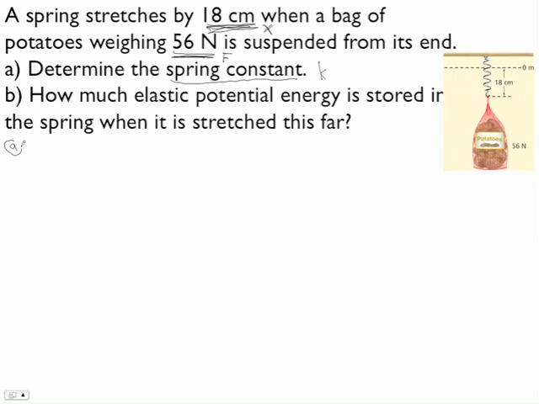So here's what we have for part A. We have a distance of 18 centimeters. We have a force of 56 newtons. And we have a spring constant, and the units for our spring constant are newtons divided by meters. Now we see newtons divided by meters is our unit for spring constant, which means in order to get our answer to come out right in the formula, we have to convert these centimeters to meters. We cannot leave them as centimeters. It will not work.